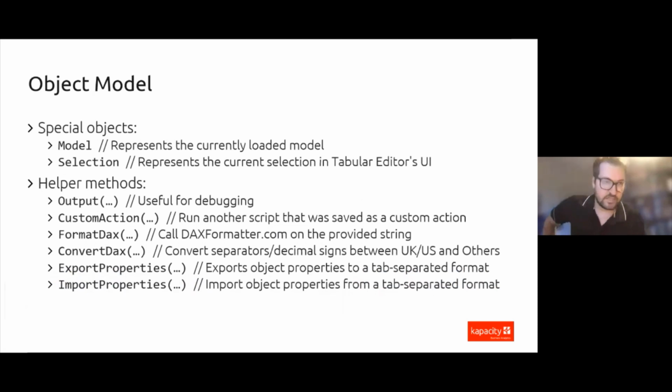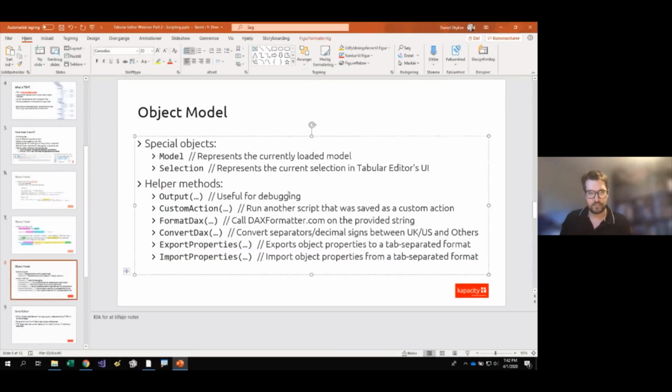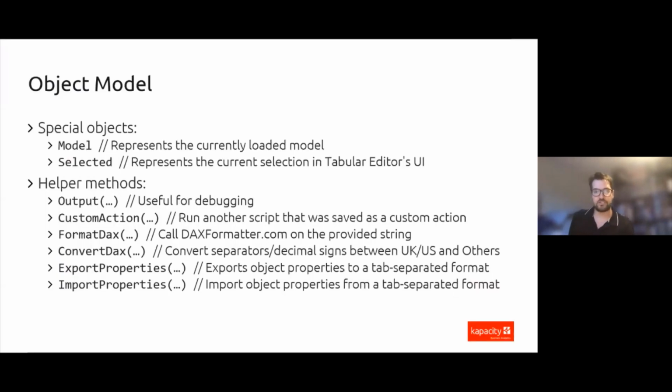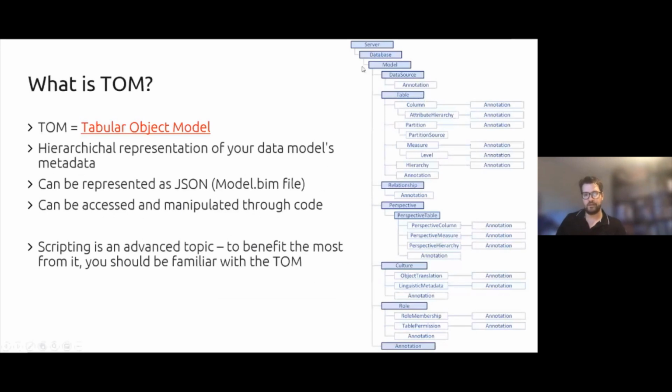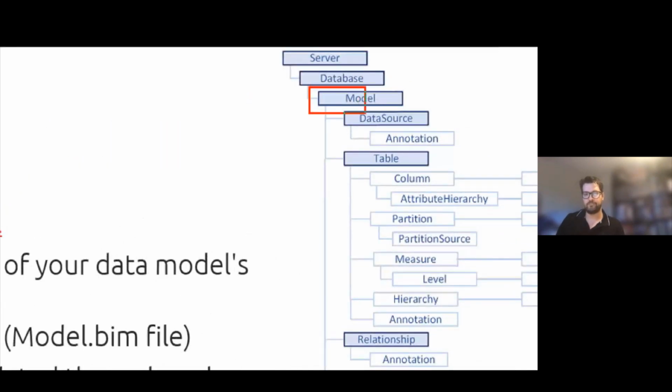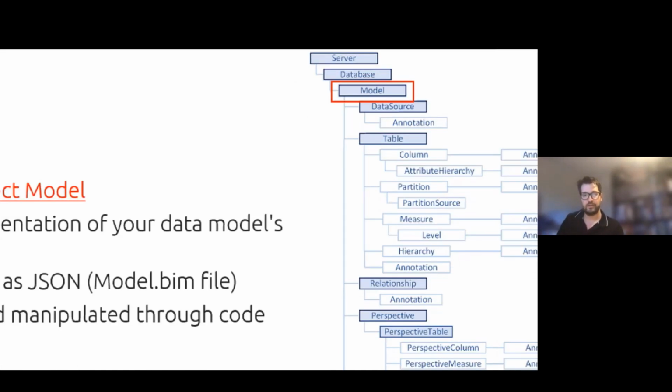Okay, so as I mentioned, there is this special object. I can see I made a little typo in here. It should be not selection, but selected, which represents whatever is currently selected in Tabular Editor's UI. But there's also another top-level object that we can work with, which is model, which basically represents the full tabular object model. Going back to this slide here, this would be at this point in the tabular object model tree. So this is the entry point if you just want to work with any objects throughout your model: you can access the model at this point.